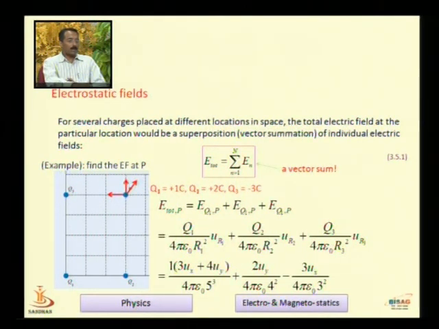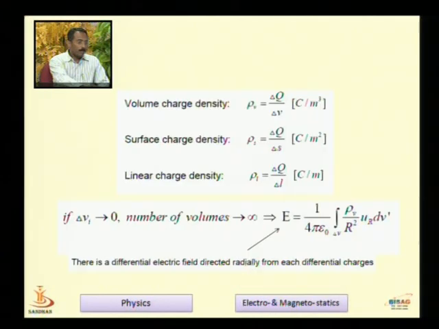So this is the problem. There we computed the resultant electric field. So you can see here that the electric field is a vector quantity. So when we consider summation, one has to consider magnitudes as well as direction while adding the vector quantities.